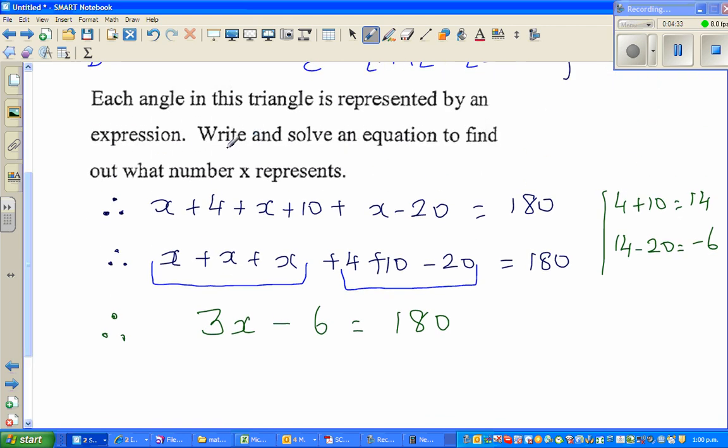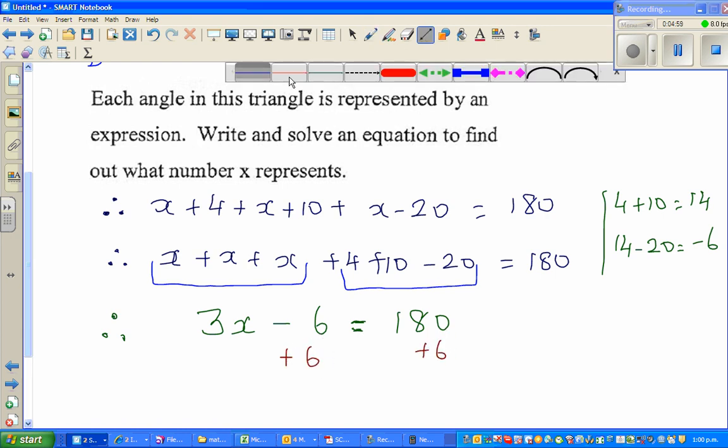So the question is, write and solve an equation to find out the number x, what x represents. Well, I can say you've got the two sides of an equation. Now I want to undo this, get rid of this minus 6. So what's the opposite of minus 6, which is plus 6? If you add 6 to this side, you add 6 to this side.